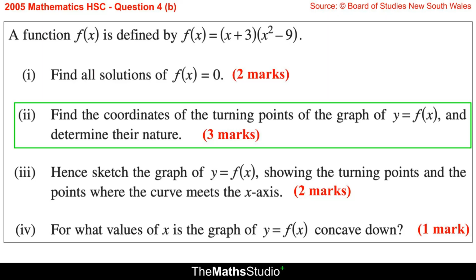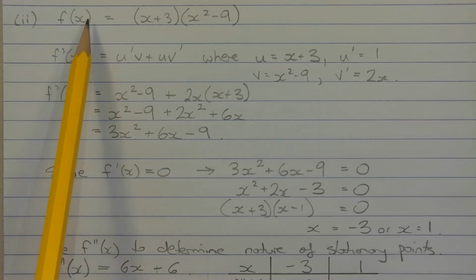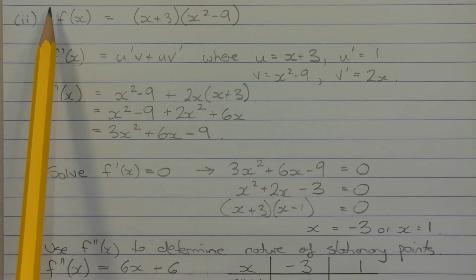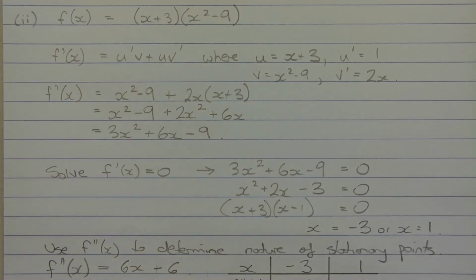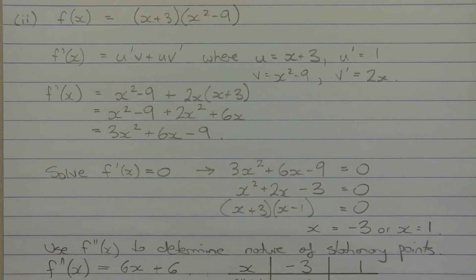Part 2. Find the coordinates of the turning points of the graph of y equals f of x and determine their nature. To find the x coordinates of any stationary points, we first need to differentiate f of x with respect to x and then solve the equation f dash of x equals 0. Now there's two ways we can differentiate f of x. We can expand it and then differentiate it normally, or we can apply the product rule since f of x is a product of two functions of x.